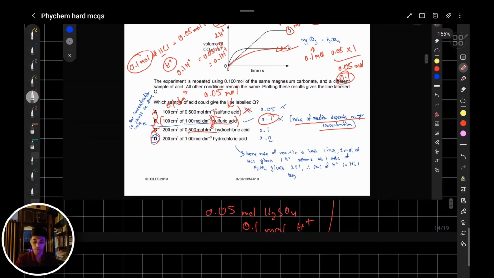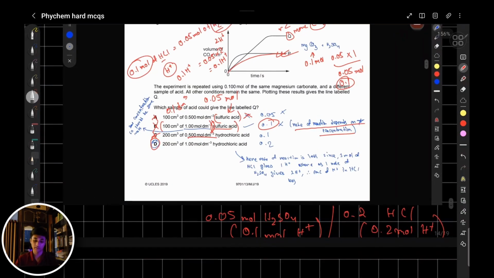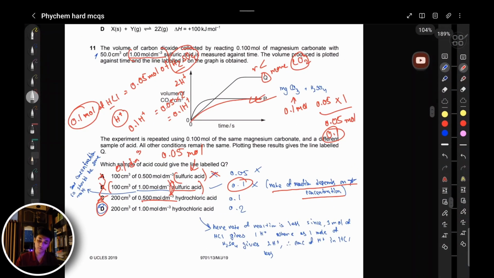In the new option, you have 0.2 moles of HCl. How many hydrogen ions does HCl contribute? 1. So you have 0.2 mole of H plus ions. So in this case, yes, the amount of H plus ions has doubled. So the amount of CO2 will increase as well.